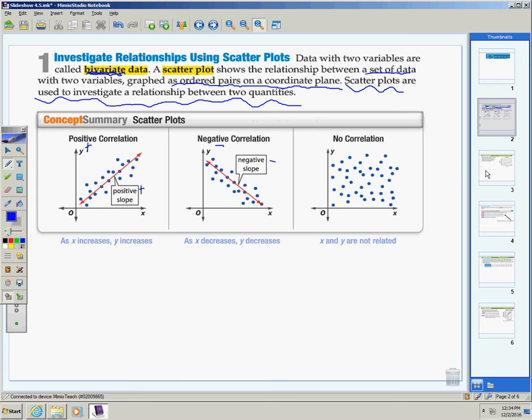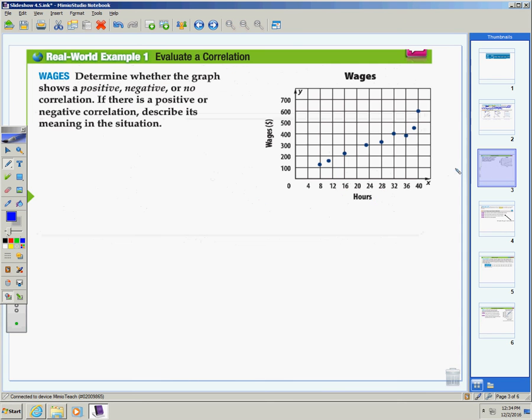So let's go ahead and look at example 1. I want to look at this graph and see if it shows positive, negative, or no correlation. And if there is positive or negative correlation, I want to describe what it means in this situation. In these types of problems, it's super important to look at what's going on here. We've got a graph talking about wages, and x is hours, and y is the wages in dollars.